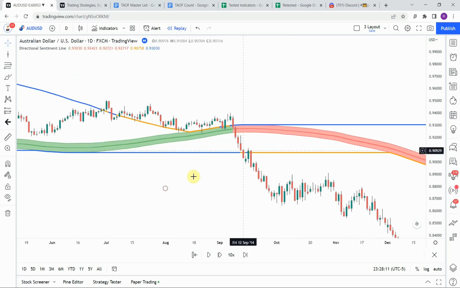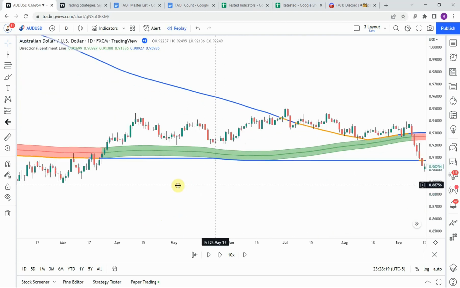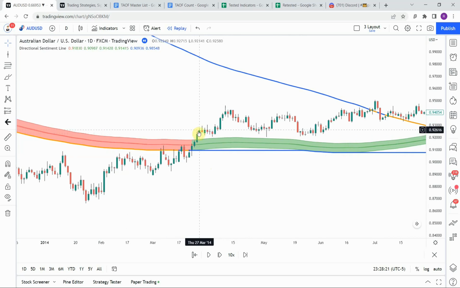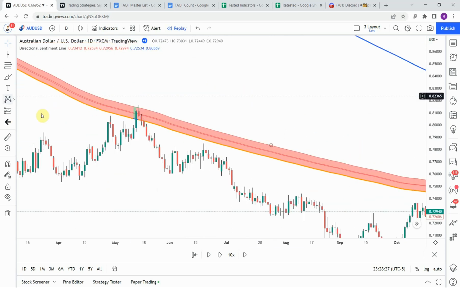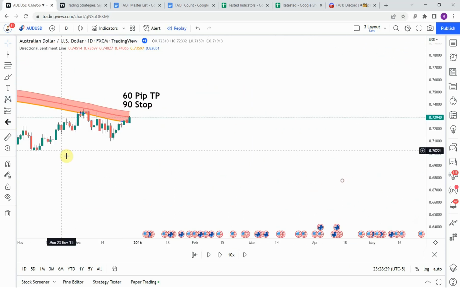Again, we are looking for the break to the downside with a red line there to signify a short signal, and we're looking for the break to the upside of the line there when it's green for a long signal. Let's go ahead and get on with the testing and see what we can get out of it.